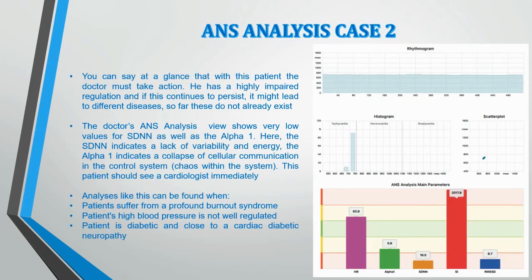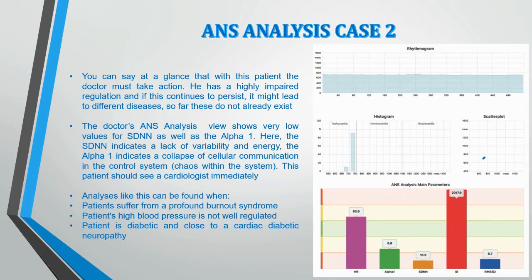In this second example, we can see totally different results from the first one that we looked at. If we have a look at the arrhythmogram, it's very flat, so very little heart rate variability. In the histogram, we also do not see the nice bell curve distribution. And in the scatter plot, the measurement points are not scattered evenly in a nice elliptic shape. Also, in the bar graphs, we see very low SDNN as well as RMSSD and alpha 1 values. So we can say at a glance that this patient is not doing very well.